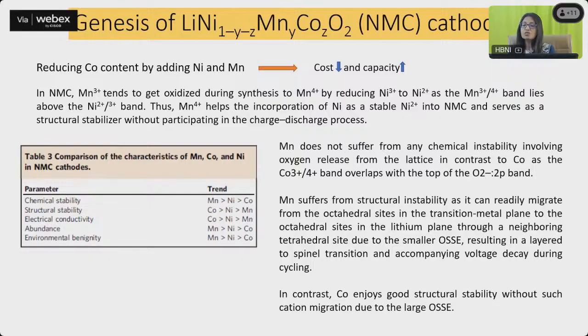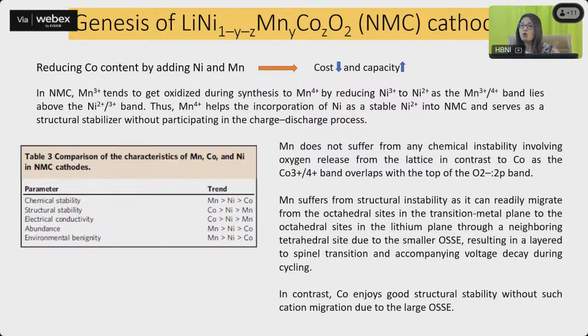Another thing is that Mn does not suffer any chemical instability involving oxygen release from the lattice, in contrast to cobalt, as the cobalt 3 plus/4 plus band overlaps with the top of the O2 minus 2p band. So manganese doesn't suffer from any chemical instability. So manganese is also helping in improving the stability of this particular NMC kind of cathode. But one thing is that this Mn suffers from structural instability as it can readily migrate from the octahedral site in the transition metal plane to the octahedral site in the lithium plane through a neighboring tetrahedral site.